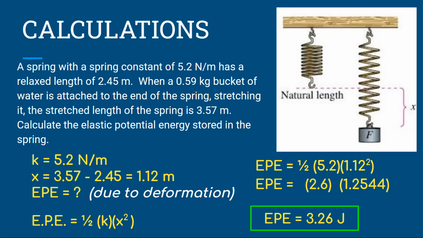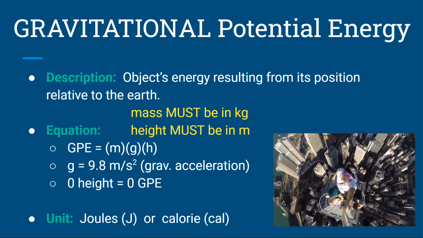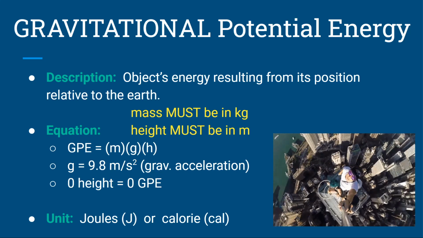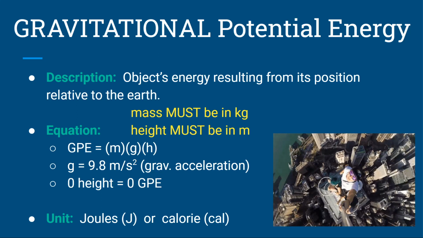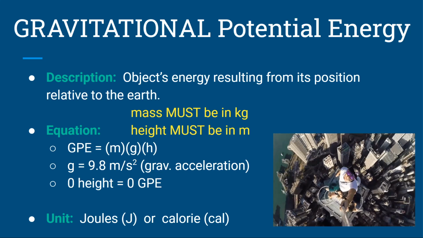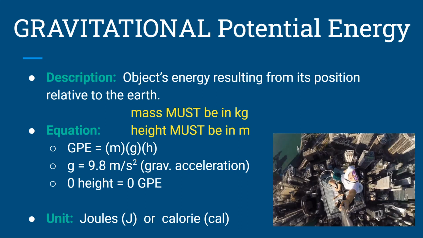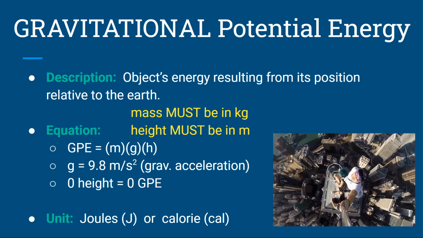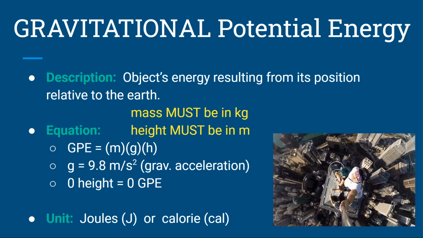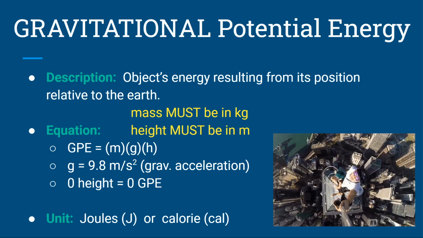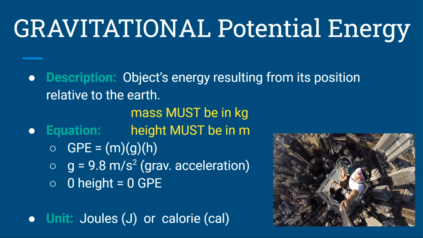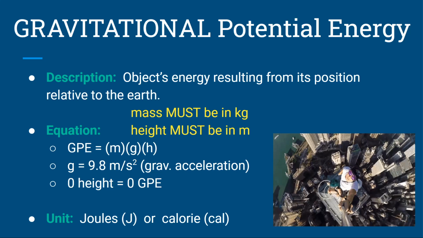All right, so that's elastic potential energy. There's one more form we have to talk about in terms of our different energy forms today, and that is gravitational potential energy. Gravitational potential energy is an object's energy resulting from its position relative to the Earth. In other words, how high is this object off of the ground? That's how you're going to get gravitational potential energy. And you can see that if you look at the equation. GPE equals mgh, mass times gravitational acceleration times height.